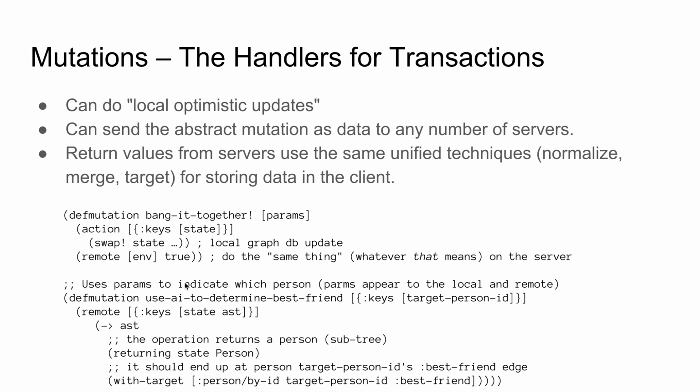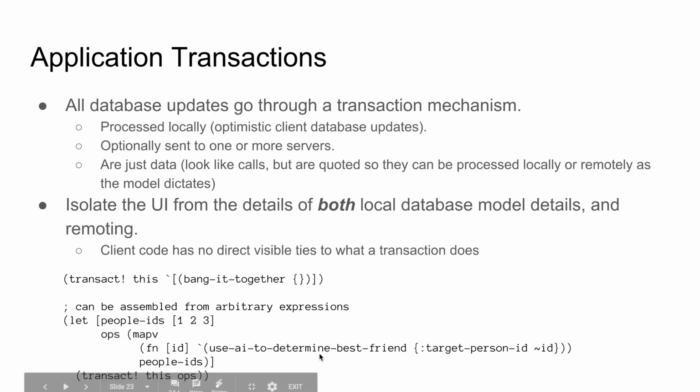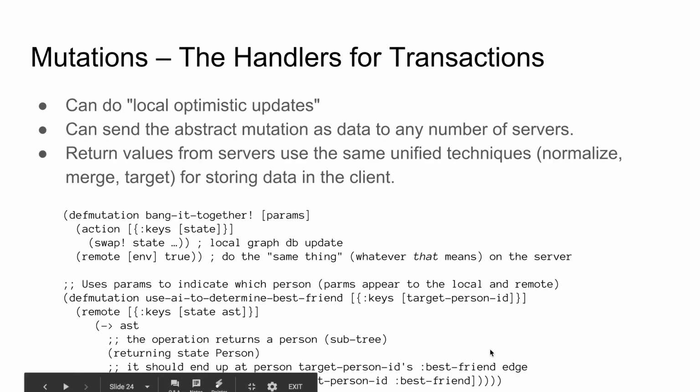But we can also use params to indicate maybe which person. So back here we were saying use AI to determine best friend, and we were saying what the target person was. And so we actually need to destructure that from the incoming parameters. And here I'm doing no local action. So I'm saying, all right, this is going to be a remote thing only, and I have to pull some additional things out of the environment. And I can thread that through this function returning, which will then hook onto the call the fact that what's going to be returned from the server is going to be some kind of person.